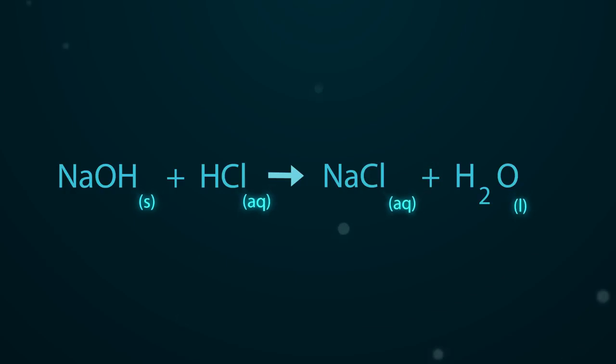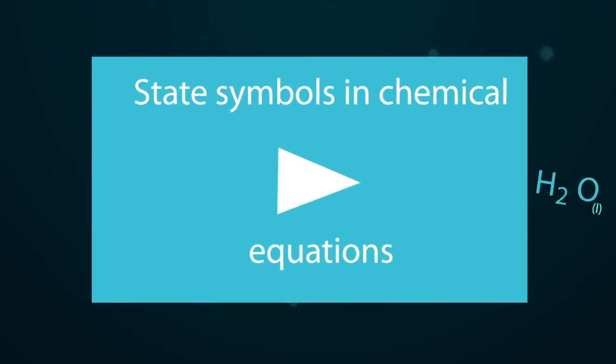The little letters in brackets are state symbols. They show the state of matter of each product and reactant, and this is covered in more detail in our lesson, State Symbols in Chemical Equations.